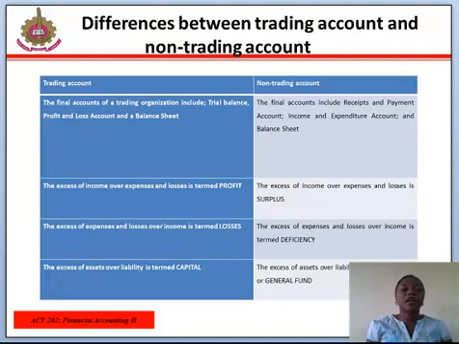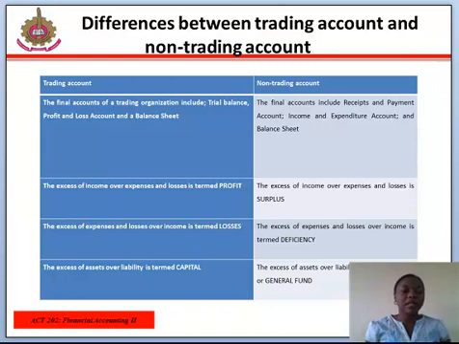Differences between trading accounts and non-trading accounts. The differences can be summarized using the table as shown above. For the trading accounts, the final accounts of a trading organization include trial balance and the profit and loss account as well as the balance sheet, while for a non-trading account, the final accounts include the receipts and payments accounts, income and expenditure accounts as well as the balance sheet.